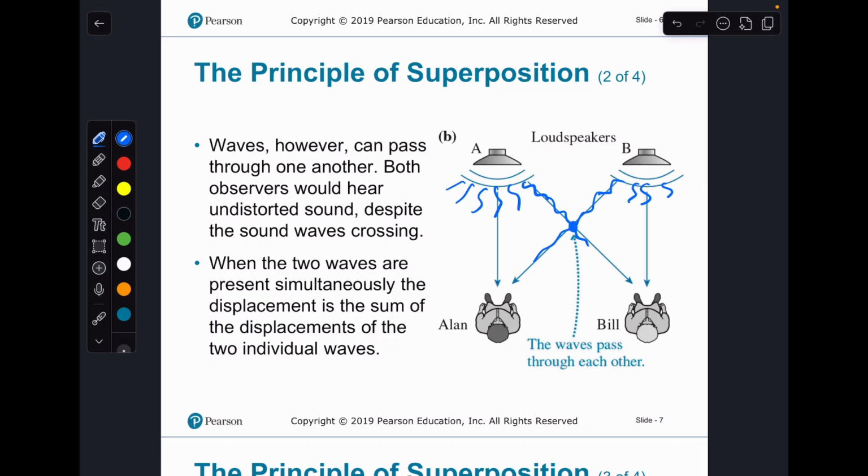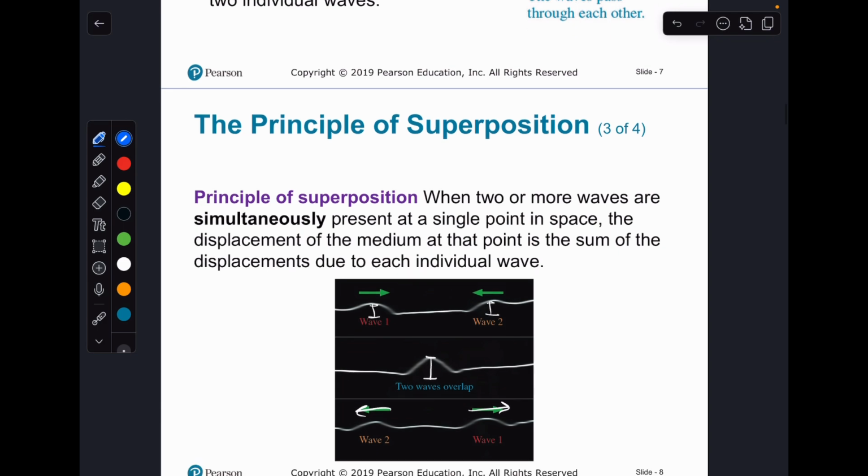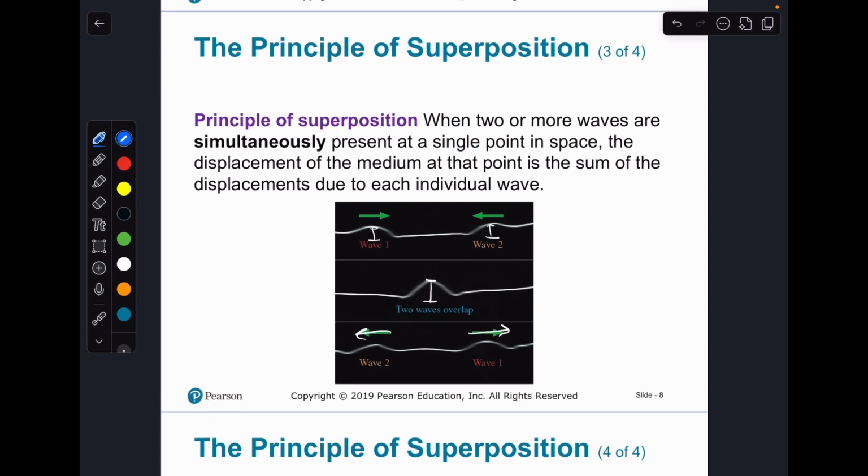What happens at the location where they meet is where the principle of superposition comes in. We can consider those two waves as simply the addition of one to the other, and that displacement sum is what is happening at that location. What do I mean by that? The principle of superposition applies when two or more waves are simultaneously present at a single point in space, and the displacement of the medium at that point is the sum of the displacements due to each individual wave.